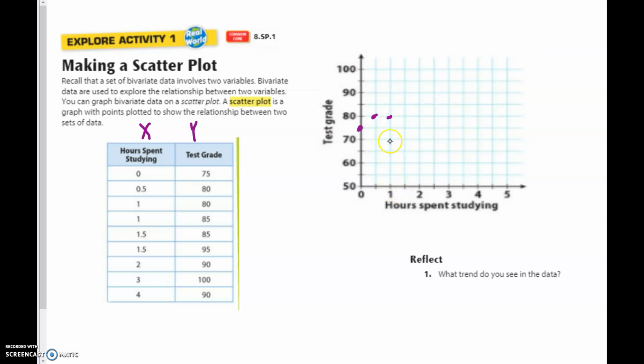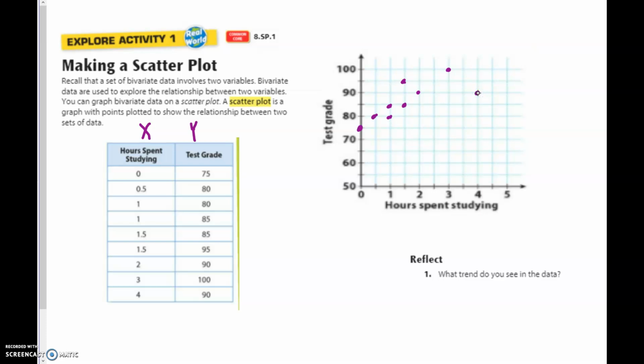1, 80, 1, 85, 1.5, 85, 1.5, 95, 2, 90, 3, 100, and 4, 90.